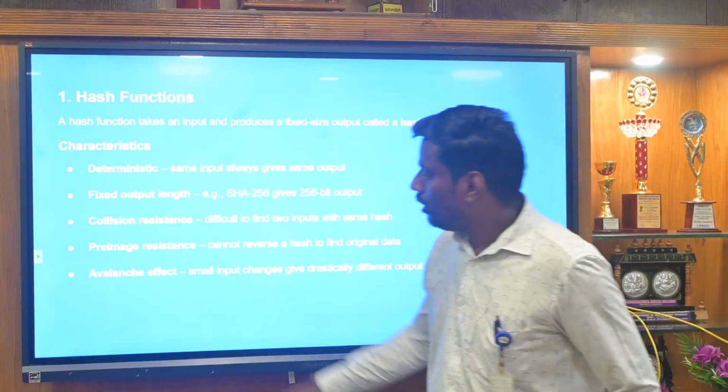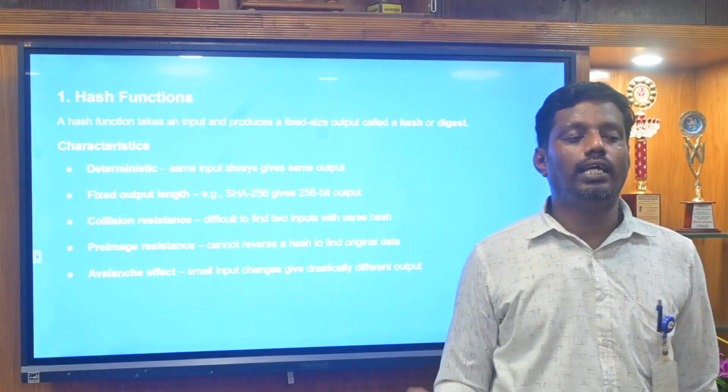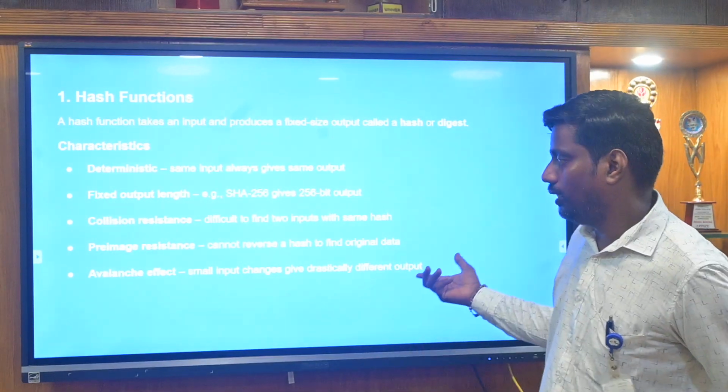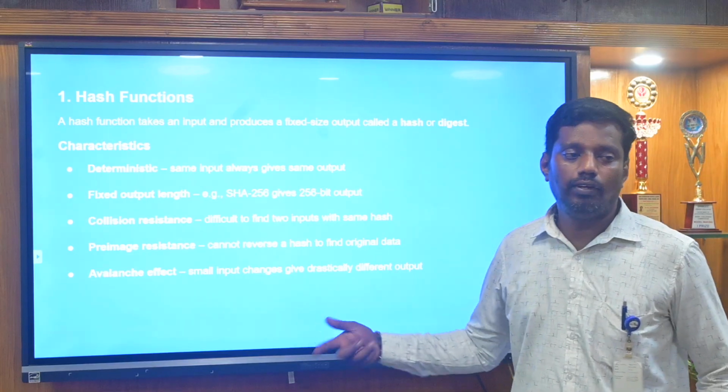Then the next one is pre-image resistance, which means you cannot reverse a hash to find the original data.